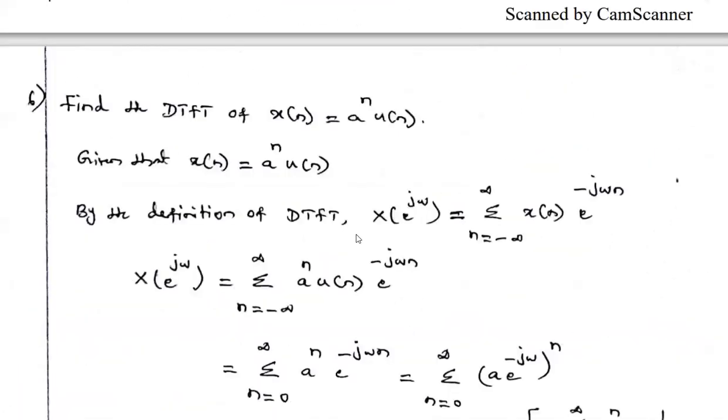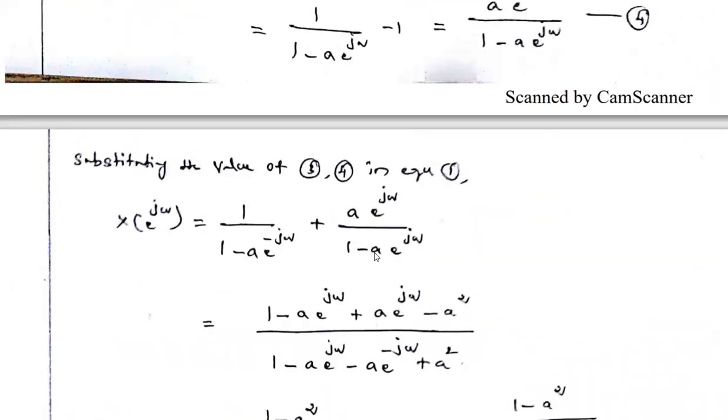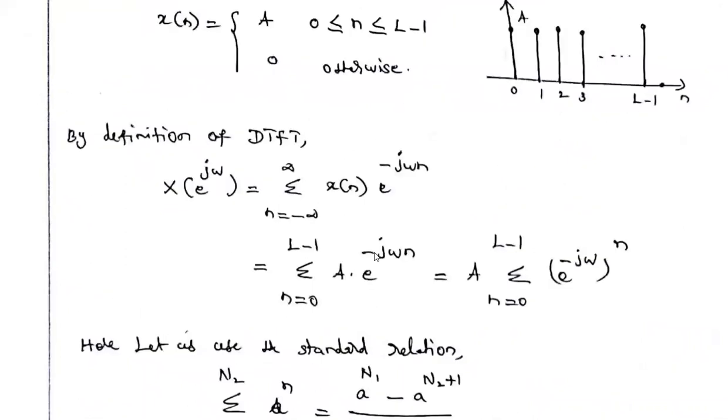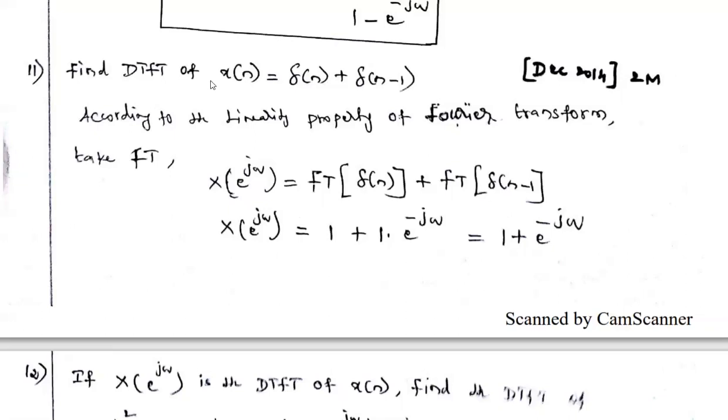Similar to that, the next thing is to find the DTFT of a time shifted impulse signal. See this question: find the DTFT of x of n equal to del of n plus del of n minus 1. This is a 2-mark question from December 2014. The given signal consists of 2 terms. The first is the unit impulse signal, and the second is a delayed unit impulse signal.